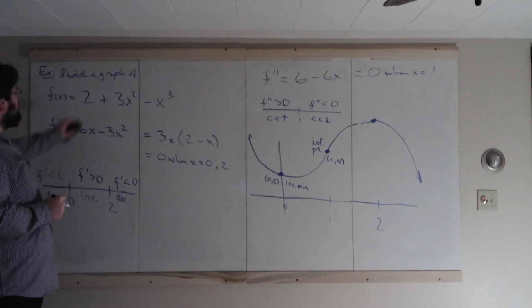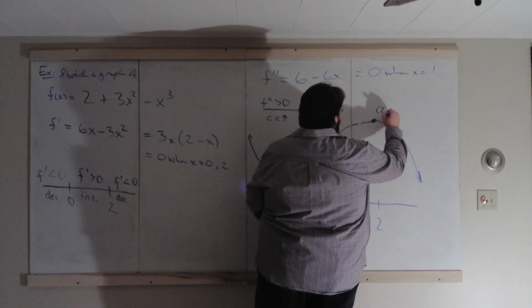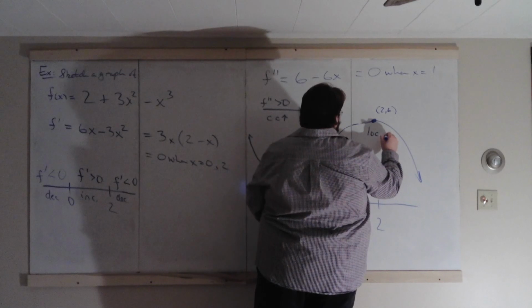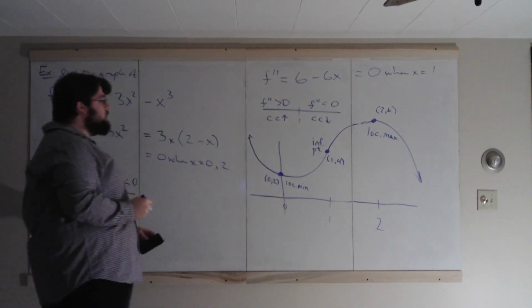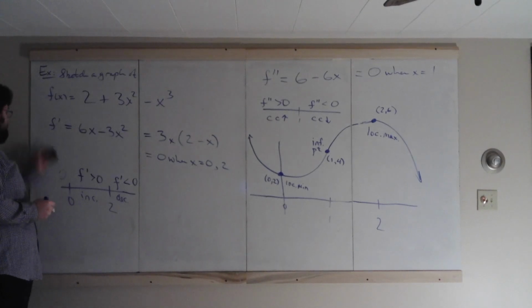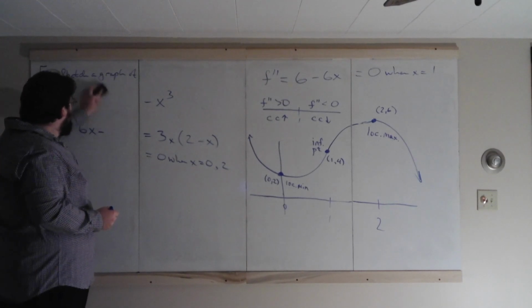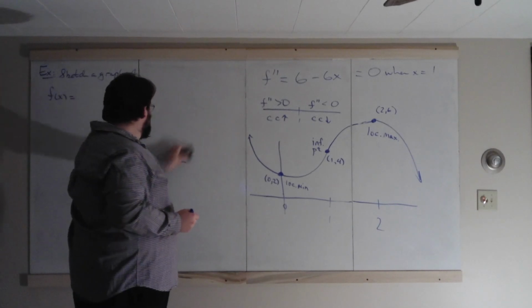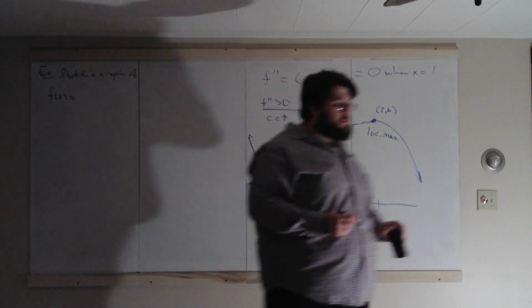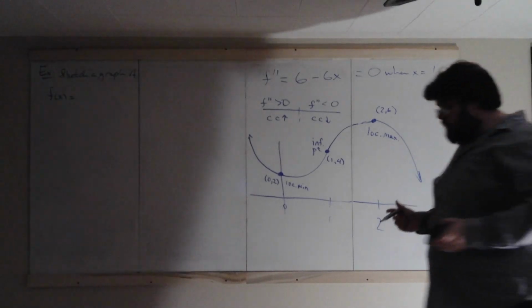At 2, what do we get? 2 plus 12 minus 8 is 6. So at (2, 6), we have a local maximum. And here, these are sketches of f. And let's look at one more example, which I don't have memorized, so I have to go look at my notes. Negative 2x squared, plus 5x, minus 2.